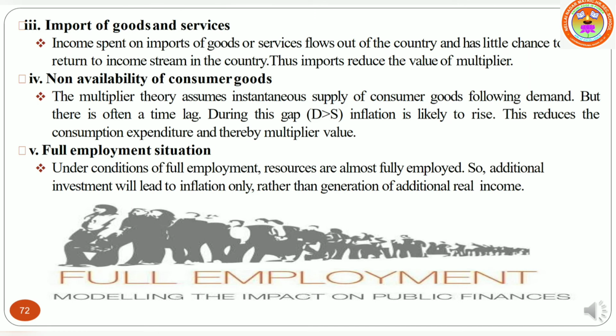Non-availability of consumer goods. Here consumer goods are not available, but there is often a time lag. During this gap, demand will be greater than the supply. Inflation is likely to rise. This reduces the consumption expenditure and thereby the multiplier value. Full employment situation. Under conditions of full employment, resources are almost fully employed. So additional investment will lead to inflation only rather than generation of additional real income.